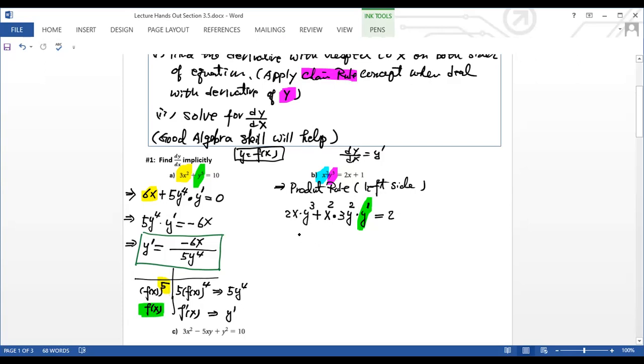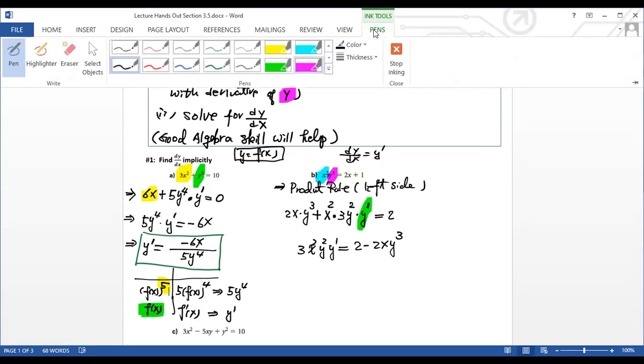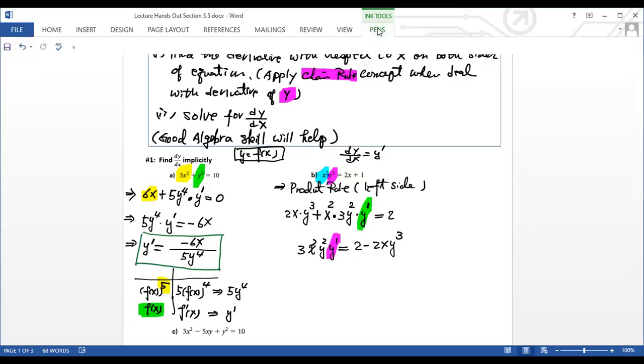Okay, so now I want to solve for y prime. So I subtract 2xy cubed from both sides. So I get 3x squared y squared y prime is equal to 2 minus 2xy cubed. Am I right? Okay, so now I'm solving for y prime here. So y prime will just be 2 minus 2xy cubed over 3x squared y squared.